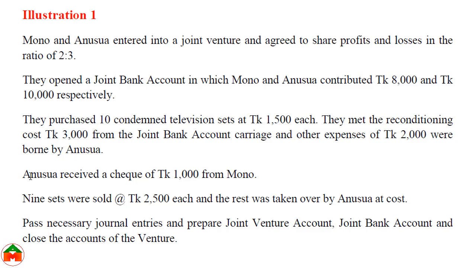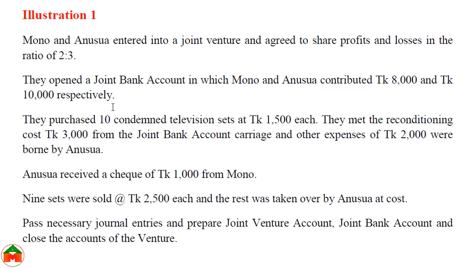Another piece of information is that Anusha received a check of Taka 1,000 from Mono, and we have learned that there were 10 television sets, out of which 9 sets were sold at the rate of Taka 2,500 each, and the remaining one was taken by Anusha at cost. Now we have to prepare the journal entries as well as the ledger accounts for the joint venture account and joint bank account, and we should close the accounts of the venture.